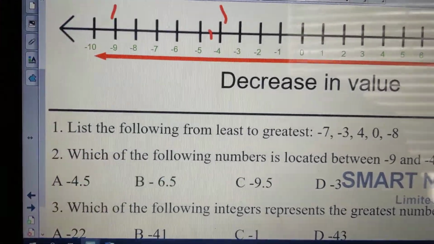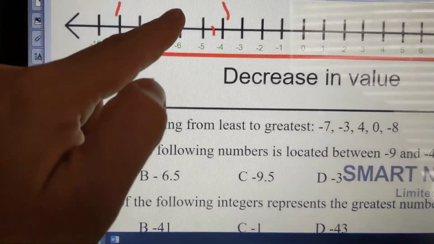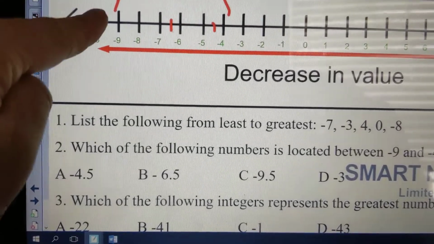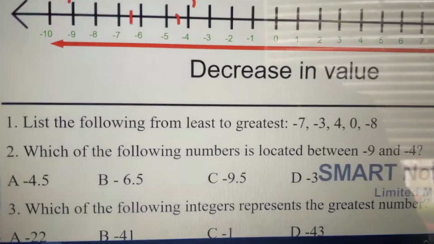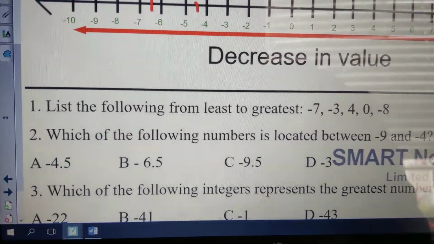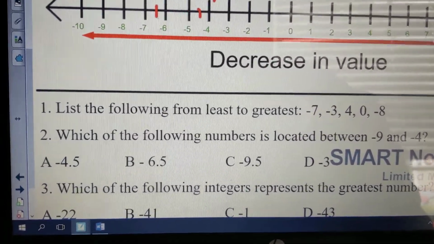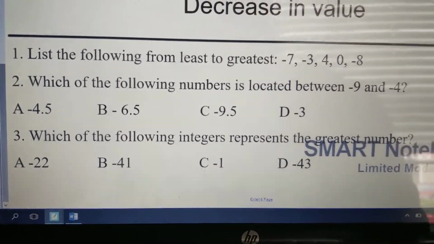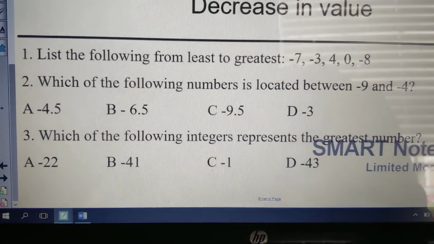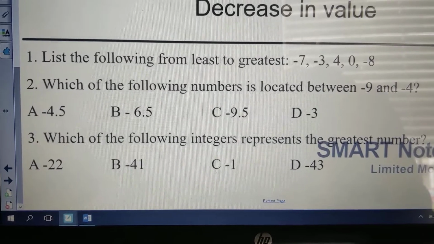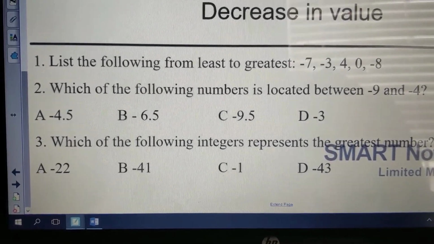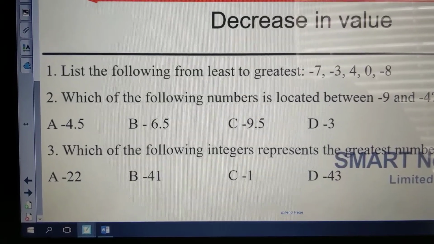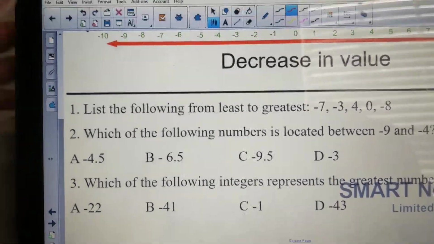-4.5 is right here, so answer choice A will work. -6.5 is right here, answer choice B would work. -9.5 is out here, so that won't work, and -3 also will not work. So both A and B fall in that range. And number 3, which of the following integers represents the greatest number? The greatest number, we're looking for the number that is furthest to the right on the number line, because as we go to the right on the number line, they increase in value, and that is C, -1.